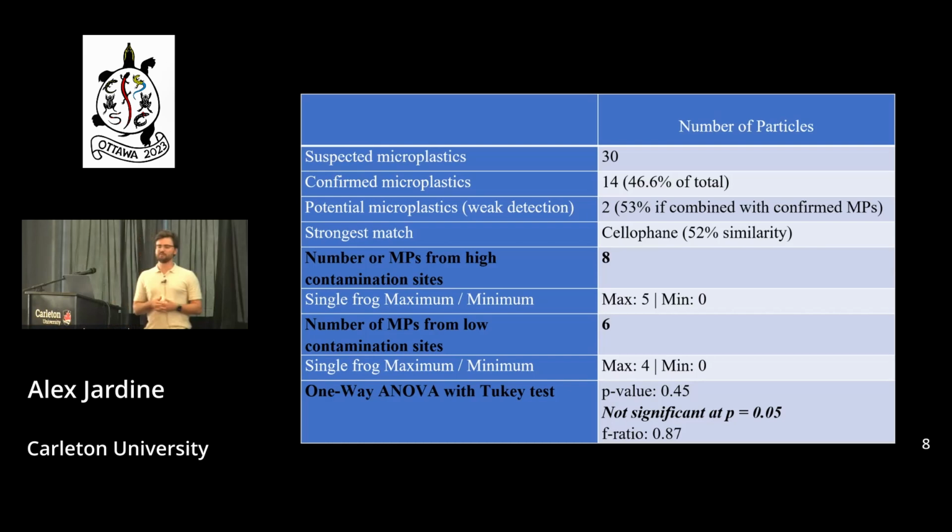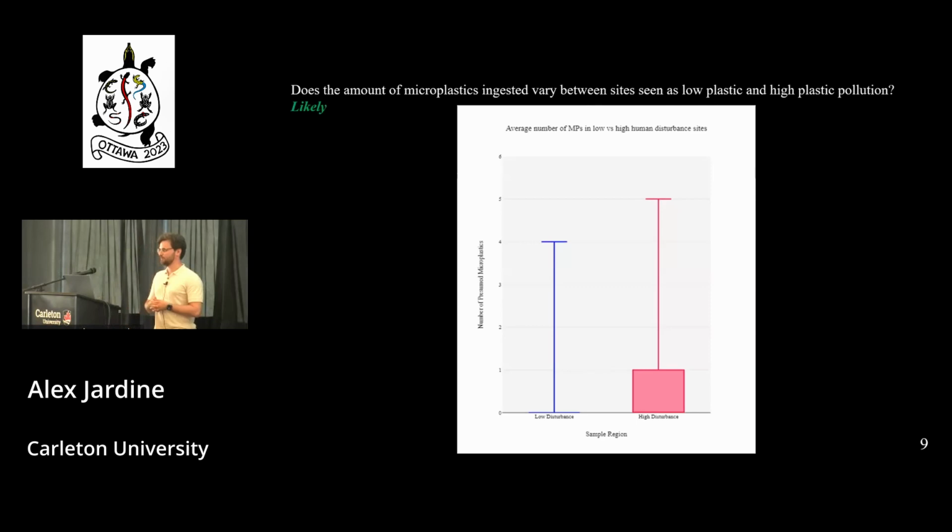However, when we compared the two sites with a one-way ANOVA and a Tukey test, we found that they were not significant. The difference between the two was not significant at 0.05, but this can kind of be expected with these relatively small sample sizes. However, when we looked at the maximum amount of plastics for each site, there was a pretty noticeable difference in the standard deviation, as well as when you consider the fact that we had less sampling sites for higher contamination zones, the maximum number and total number of plastics was in fact higher.